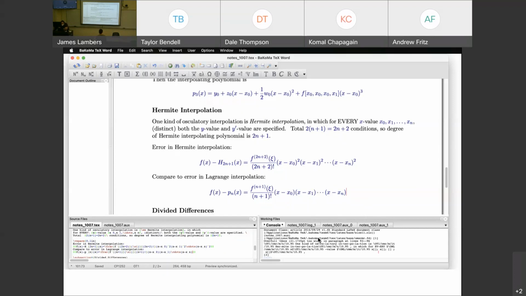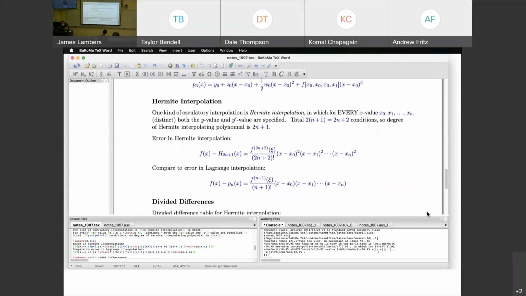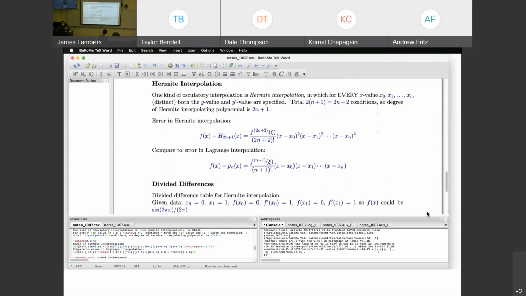In fact, if you took this error formula, and if you had pairs of points that were still distinct but close together, but you let them converge to each other, each pair, then this is exactly what you would get in the limit. So, now I'll show an example of how you do divided differences for the Hermite case. So once again, I have two distinct x values. I specify the function value and the derivative values at each point. So I have two distinct x values, but a total of 4 conditions.